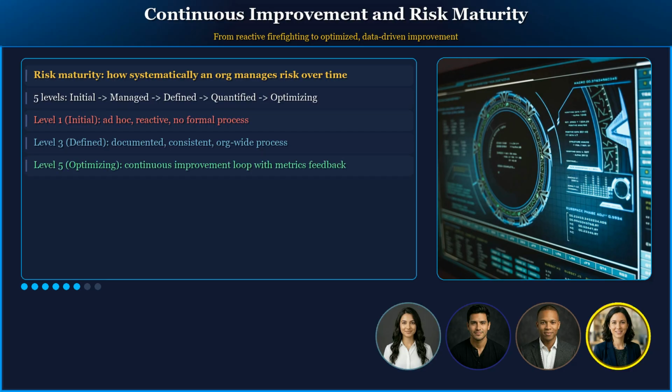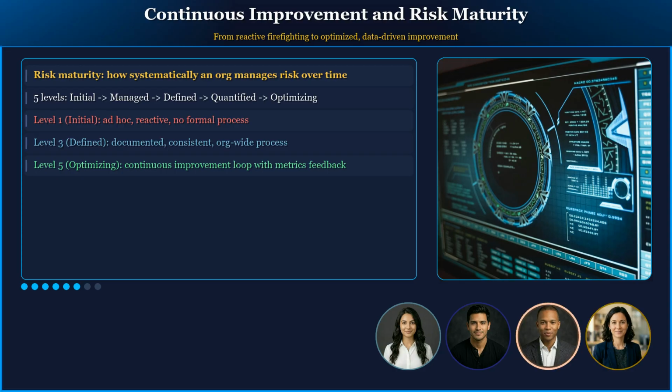Level 5 is the continuous improvement loop, where metrics from your monitoring program actually feed back into how you select, implement, and retire controls. The risk register is not just a tracker, it is a driver of process change. You are using data to improve the program, not just to report its current state.